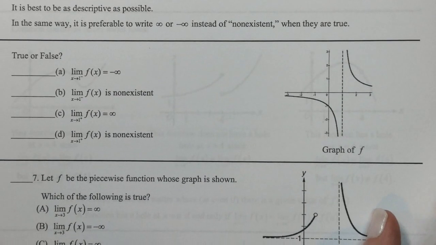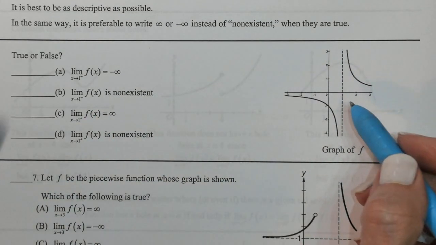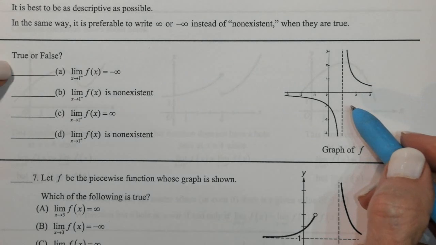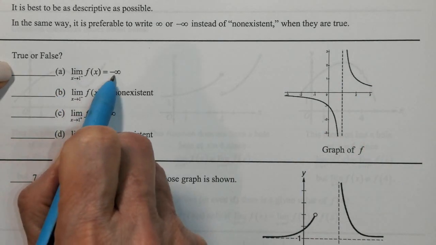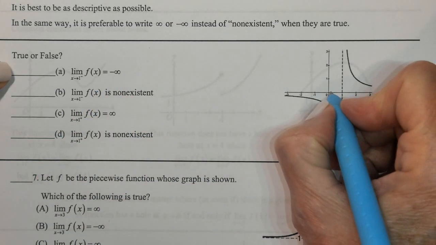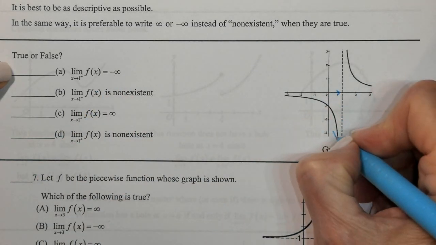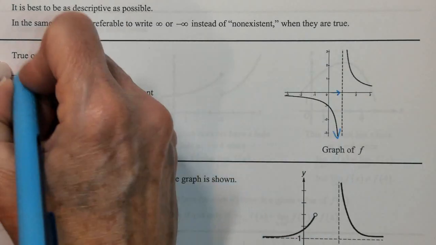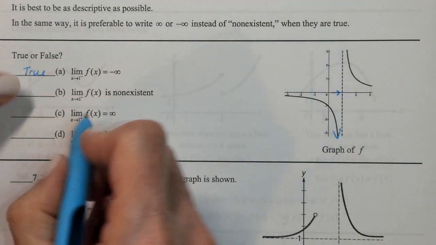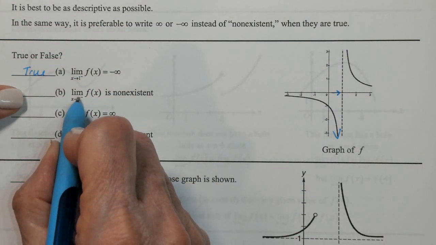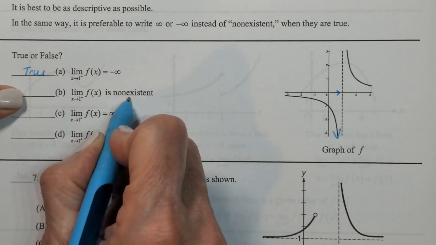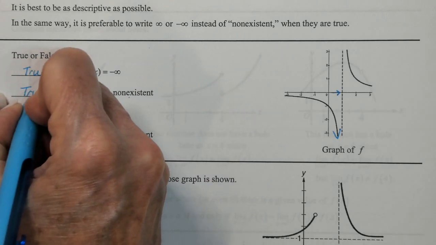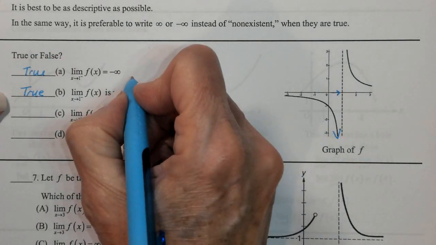So to recap this, which of the following is true or false? Or just put true or false. The limit as x approaches 1 from the left is negative infinity. That is true. Can we also say that the limit as x approaches 1 from the left of f is non-existent? That is technically true. Which is preferable? This way.